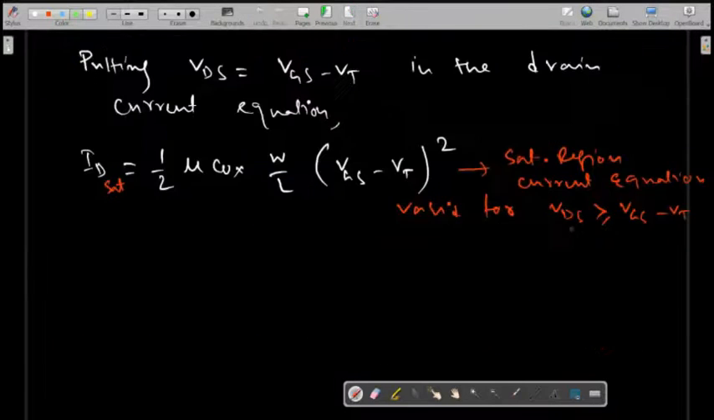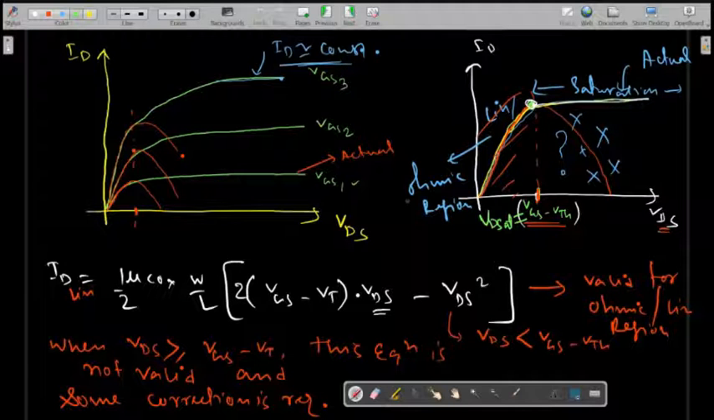Okay. So when the value of VDS is VD sat or greater than or equal to this, then the current became constant and we got ID sat equal to half of mu COX W by L into (VGS minus VT) square. Okay, so we have two current equations for MOSFET.